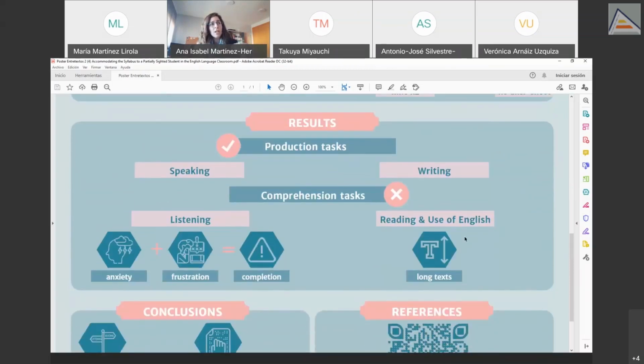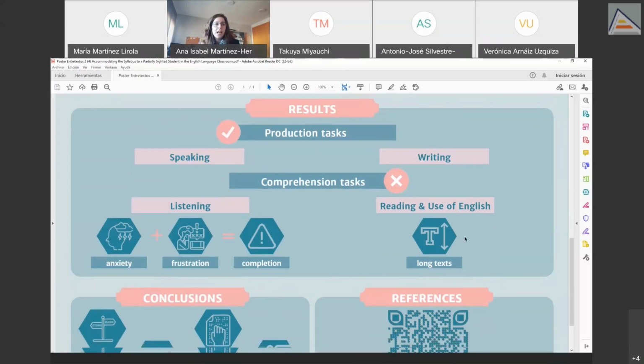So the results we obtained were that the speaking and the writing tasks were properly adapted, so the student did not struggle. However, in comprehension tasks like the listening or the reading and use of English, the student did struggle a little bit. The listening caused some anxiety and frustration, which led to incompletion of the test, and we needed to readapt it on the fly. Maybe we had to omit certain parts.